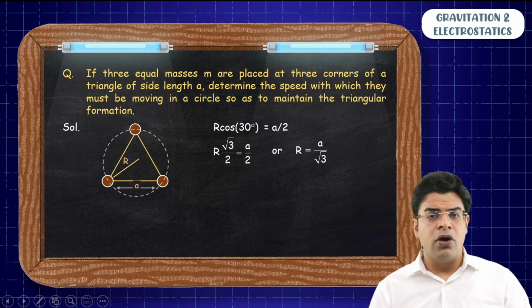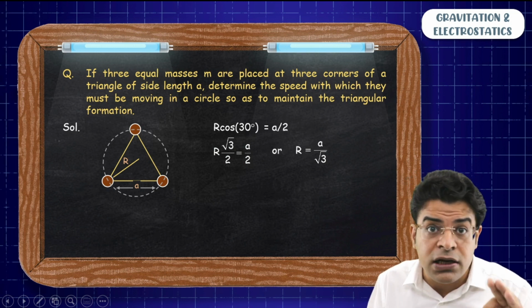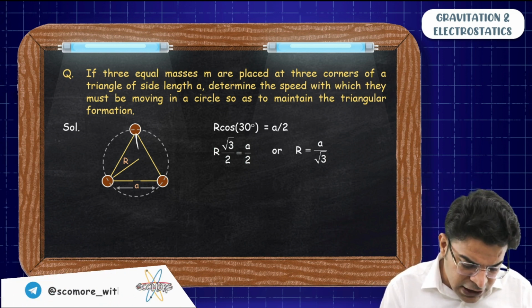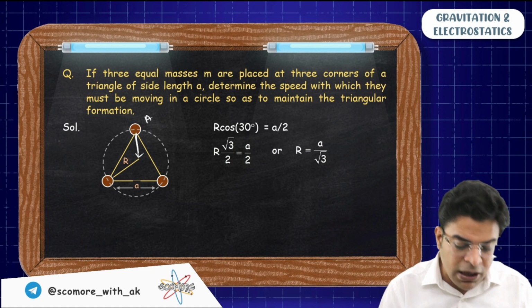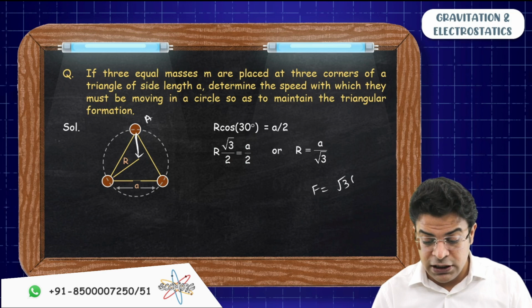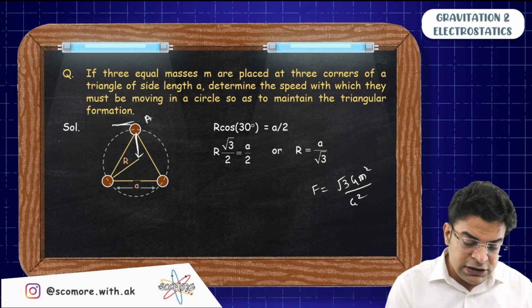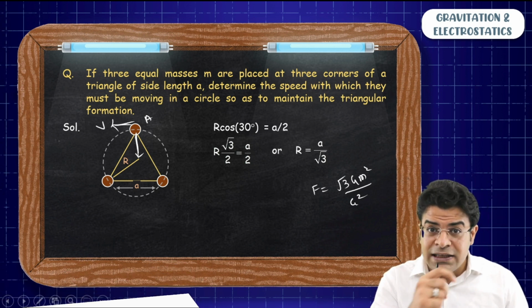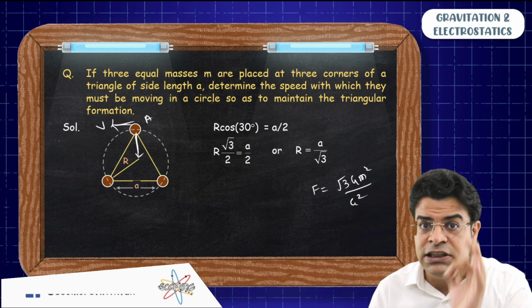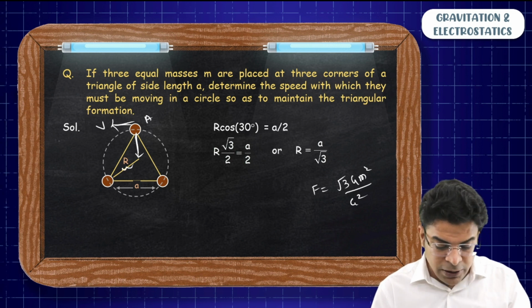Why? Because we have learned that for a particle to move in a circle, the net force acting towards the center should be equal to centripetal force. Here we already know what is the net force acting on each mass. If we visualize the force acting on mass A, we got that the force acting on mass A came out to be root 3 G m square upon a square. And this force has to be equal to the centripetal force. So if this mass A moves at this instant with a speed v, then this force acting towards the center, root 3 G m square upon a square, has to be equal to m v square by r, where r will be equal to a by root 3.